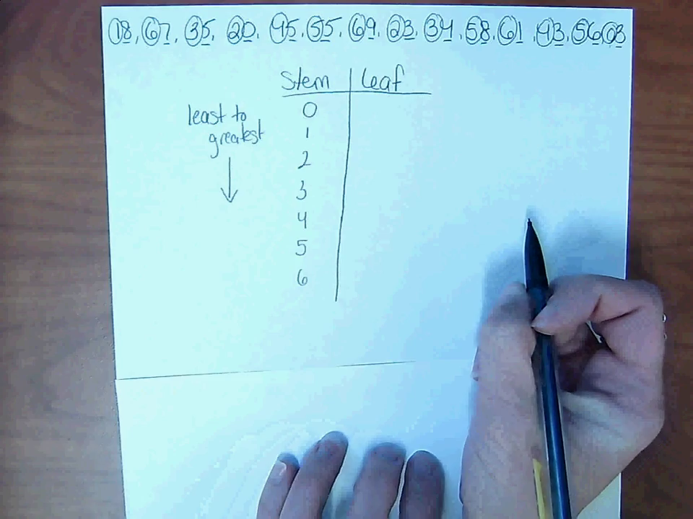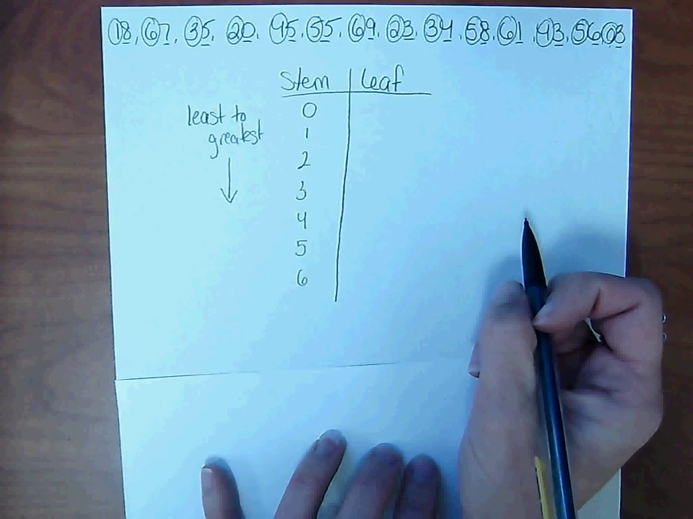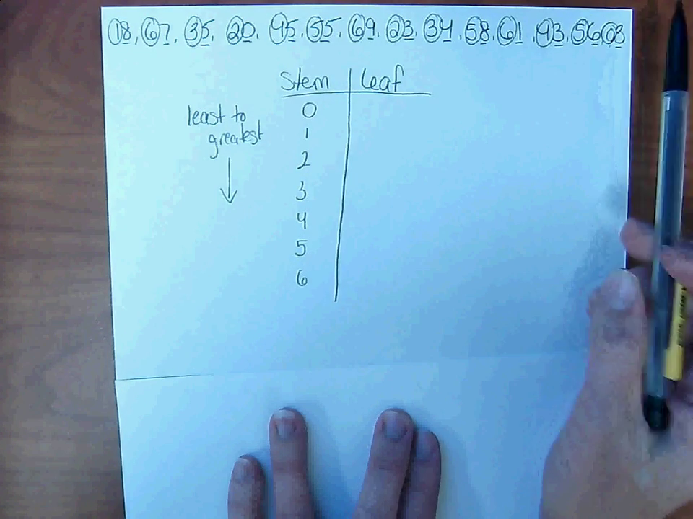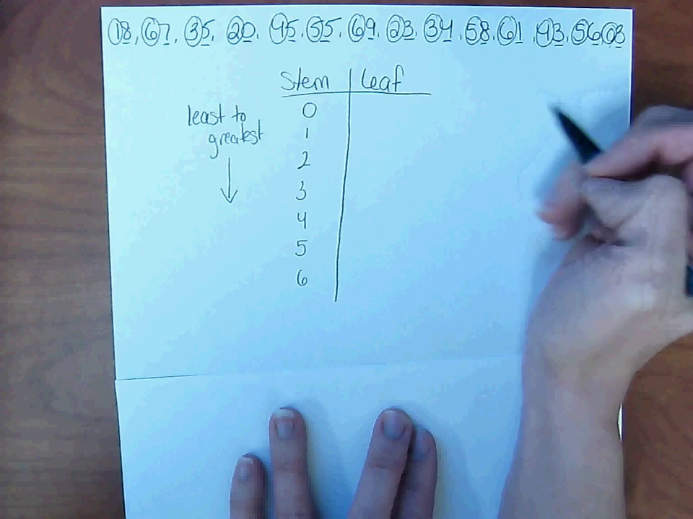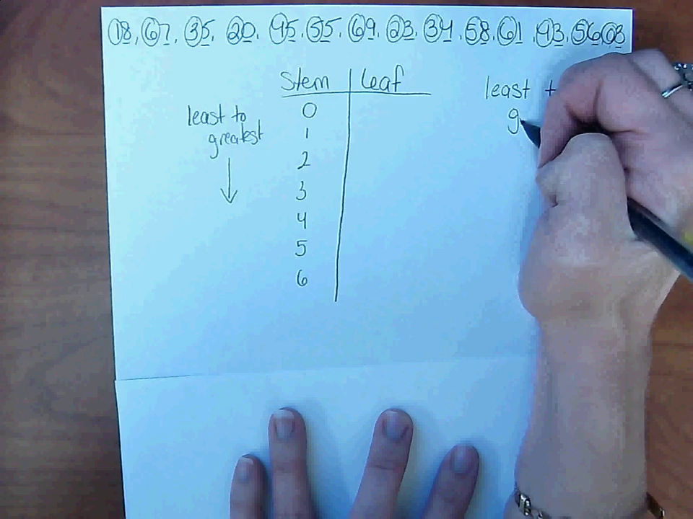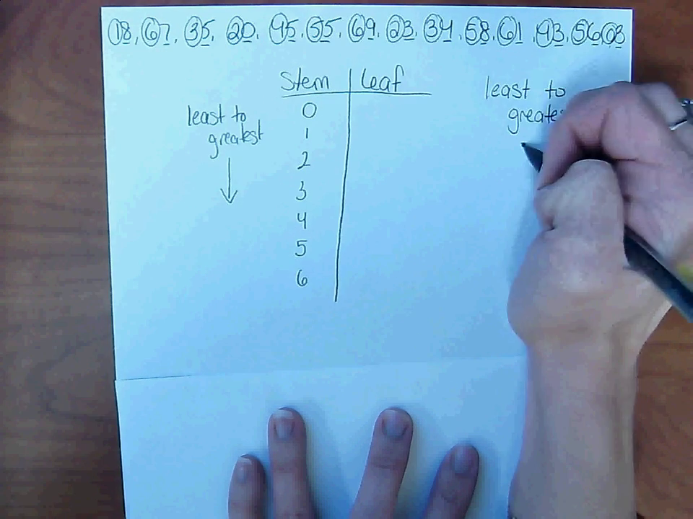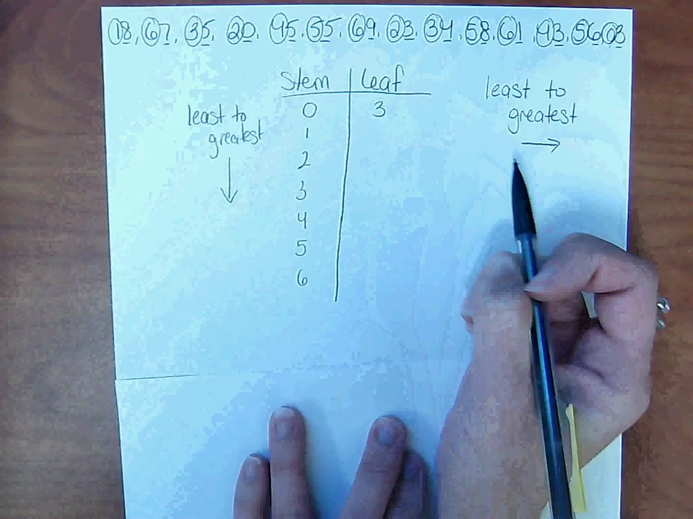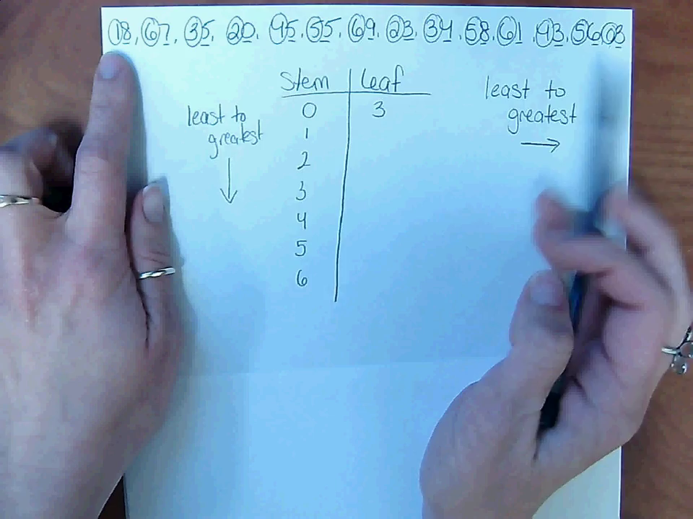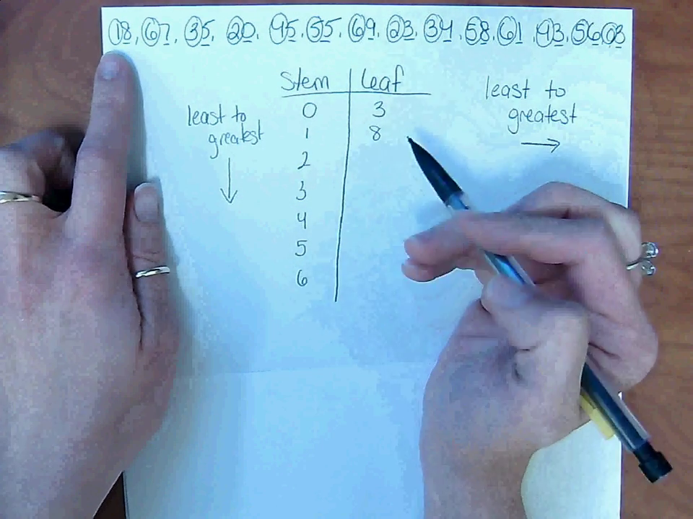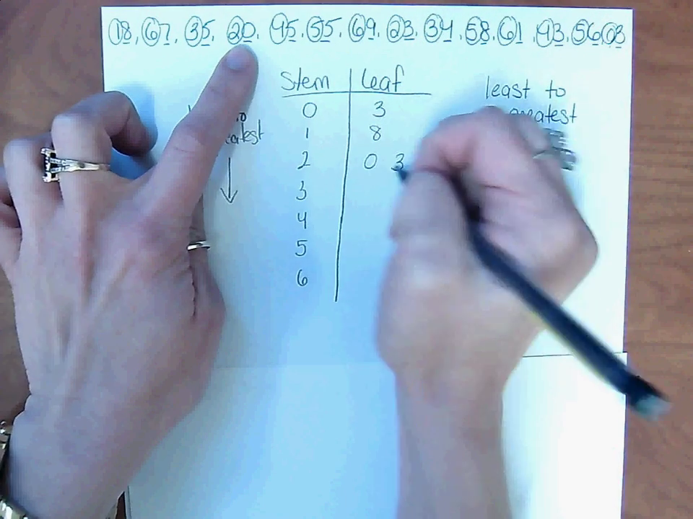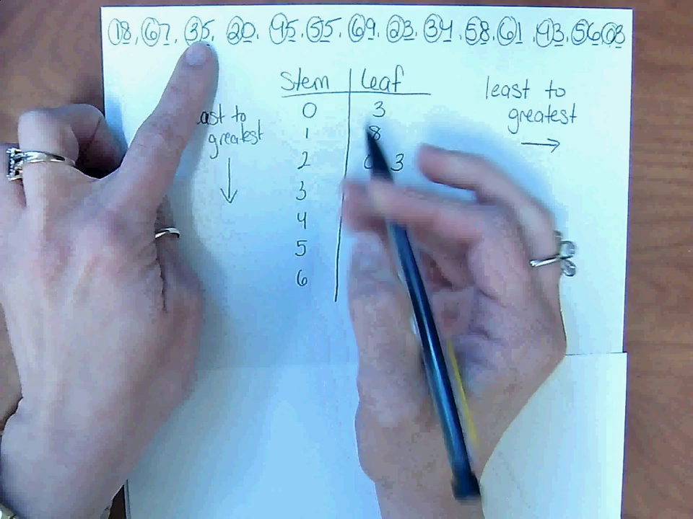Now the leaf, we're going to match it to the stems. So with the stem of 0, I have the number 3. It's the only number that's there. So we write those numbers from least to greatest, going left to right. So 3 is the only number. So with the stem of 1, we have 8, and that's the only one again. Stem of 2, 0, 3, so 0, 3. Stem of 3, we got a 5 and a 4.